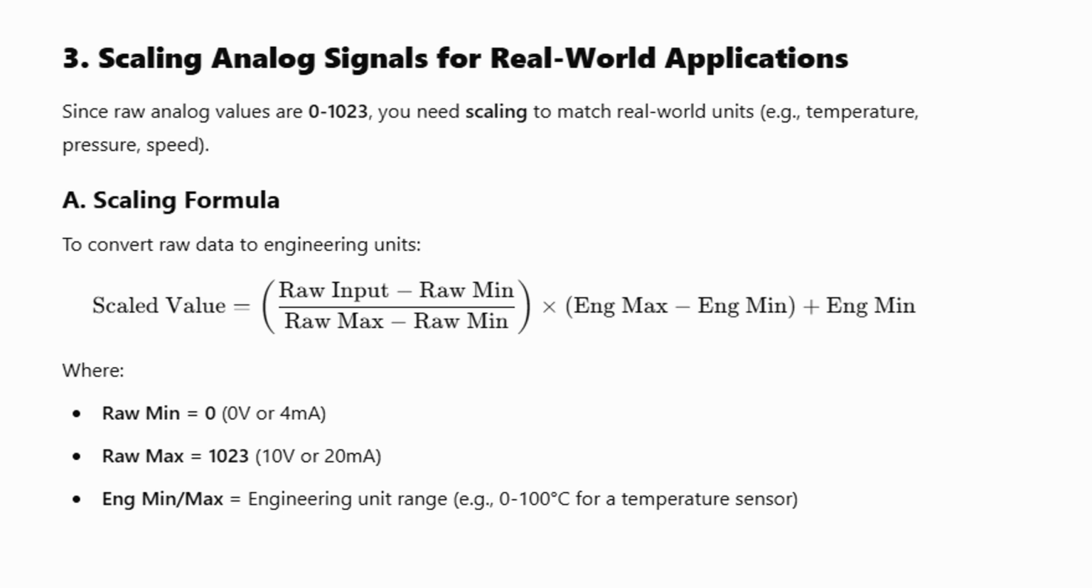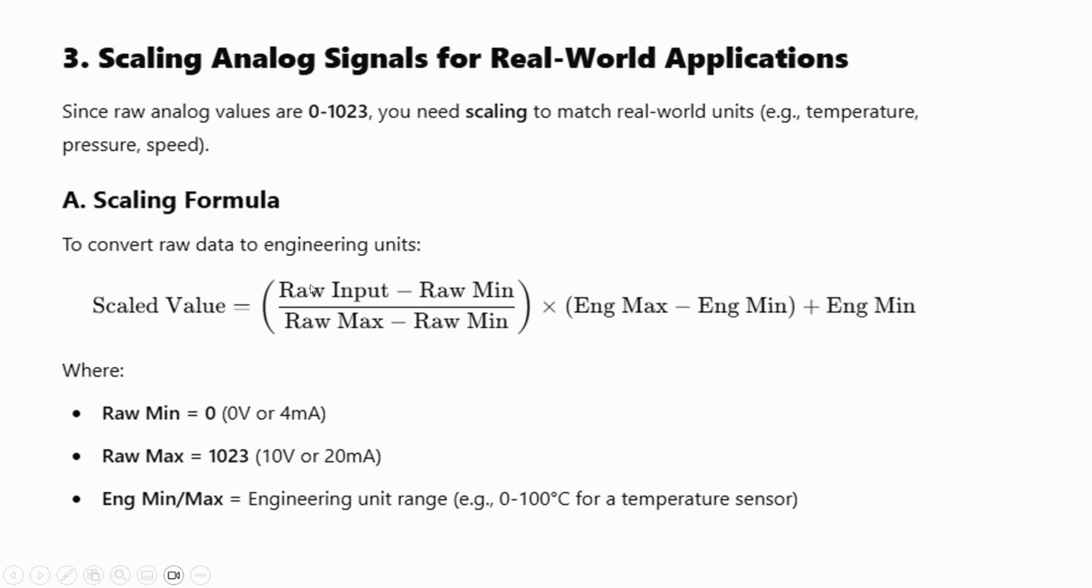Those real world units could be things like temperature, pressure, and speed, where you've got maybe degrees Fahrenheit, Celsius, PSI for pressure, maybe miles per hour, kilometers per second, whatever for speed. And a scaling formula in order to convert the raw data to engineering units: your scaled value is going to be equal to the raw input minus the raw minimum.